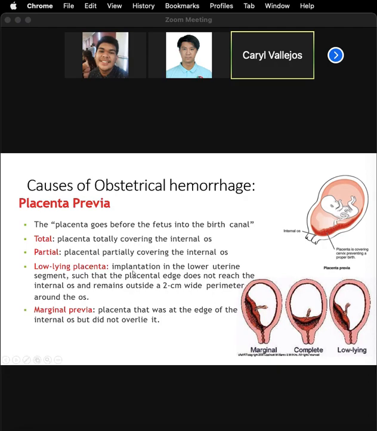For the low-lying placenta, the implantation is in the lower uterine segment, such that the placental edge does not reach the internal os and remains outside a 2 cm wide perimeter around the os. So the magic number here is 2 centimeters. For the marginal previa, the placenta is at the edge of the internal os but does not overlie it.